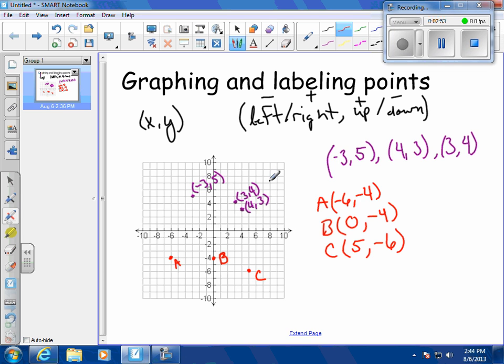Let's add in another point. Let's label a D up here in the corner. D, I've gone left 7. Left is negative. Up is positive. So up, I've gone up 8. So (-7, 8).